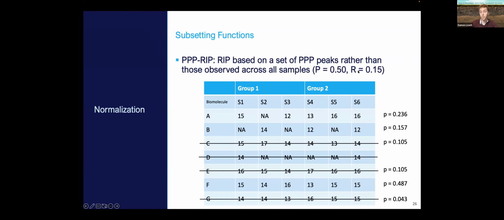We already did the Kruskal-Wallis test for C, E, F, and G, but when we added the Kruskal-Wallis test for biomolecules A and B, we find that those p-values are also above 0.15, which allows us to have that subset of A, B, and F. So we do increase the number of biomolecules that we're considering when we're using the PPP RIP, rather than simply using the rank invariant peaks. Next slide.